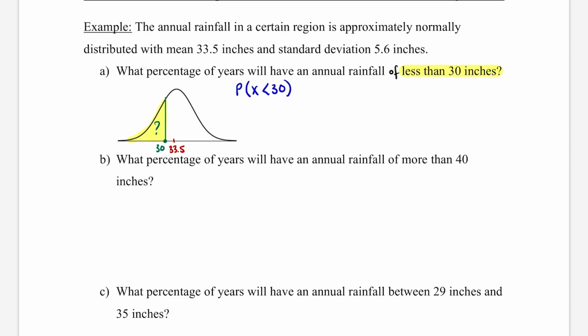And I'm using normal CDF, lower bound, upper bound, mean, and standard deviation. To find the lower bound and the upper bound, I look at my shaded region here. The right boundary is my upper bound, which is 30. My left boundary, I don't have one because this will keep going to the left forever. So I just choose a very small number. So I'll choose negative 1,000.